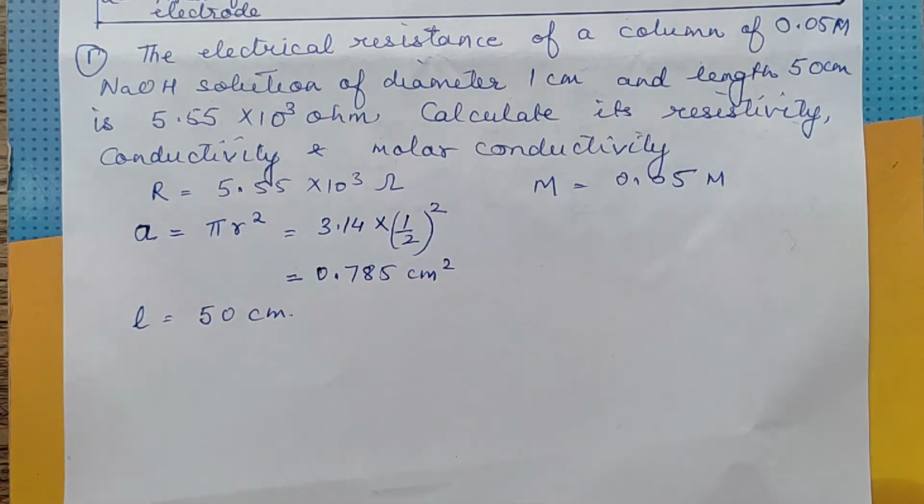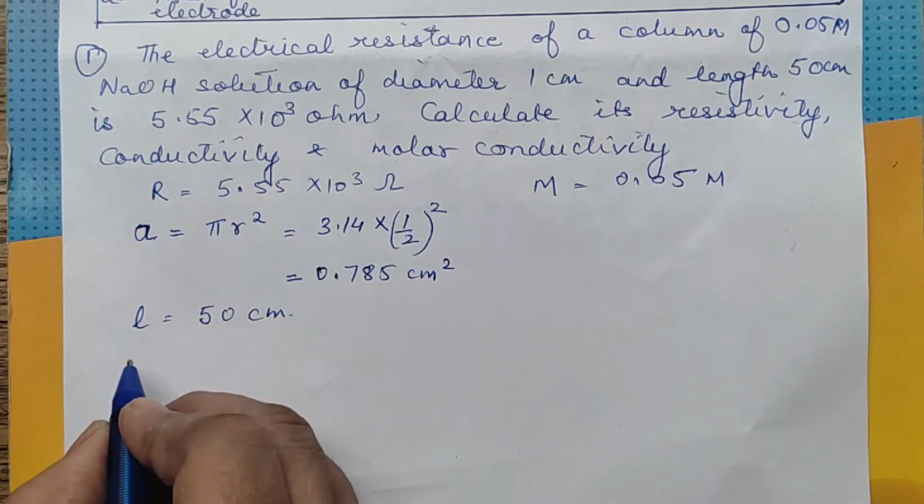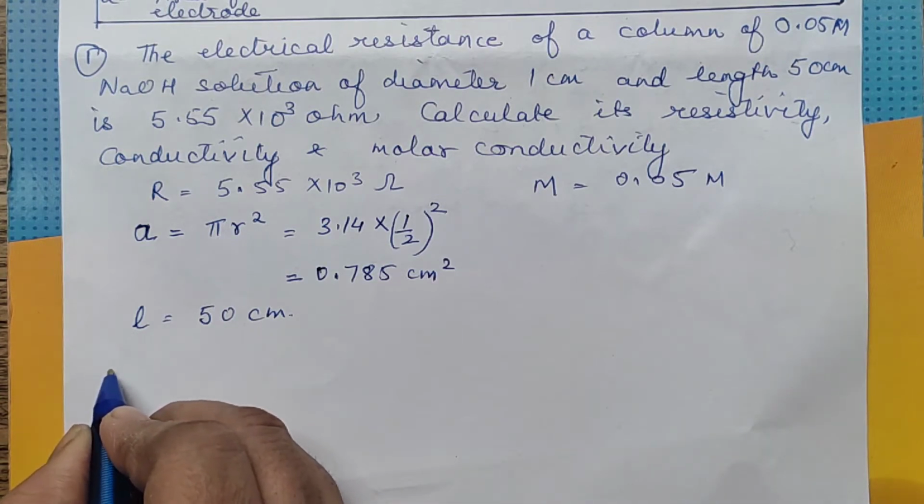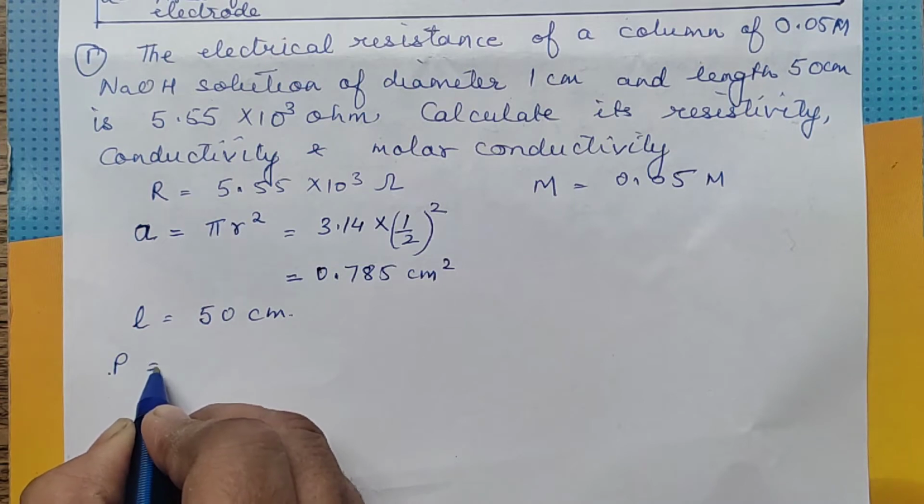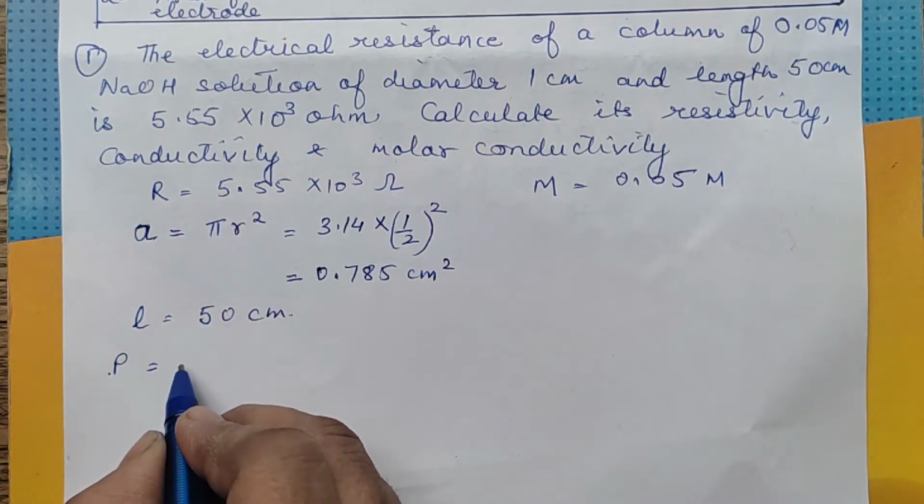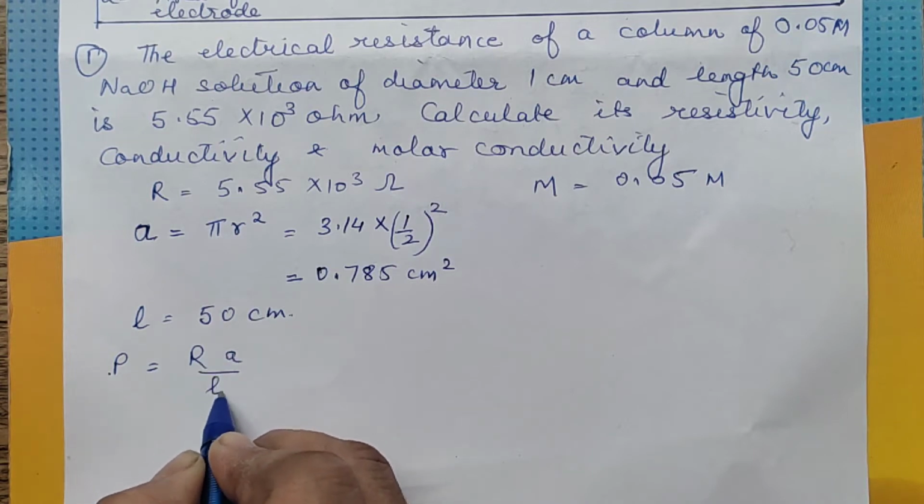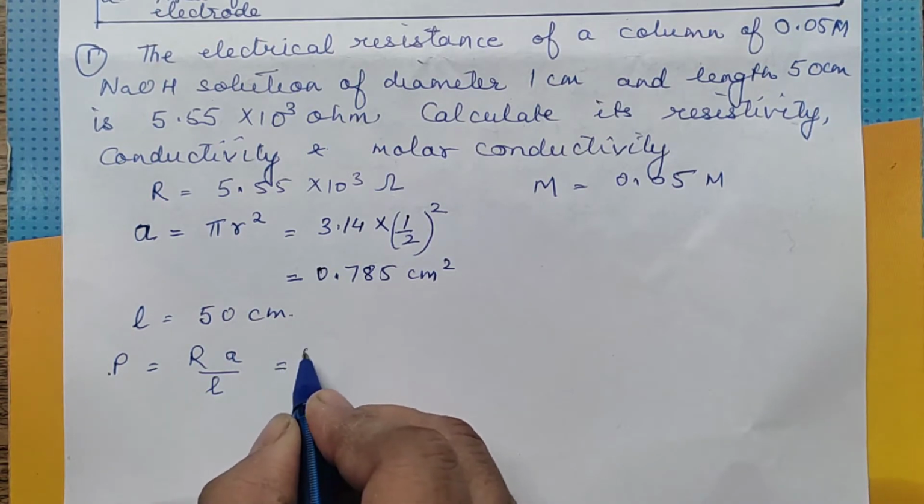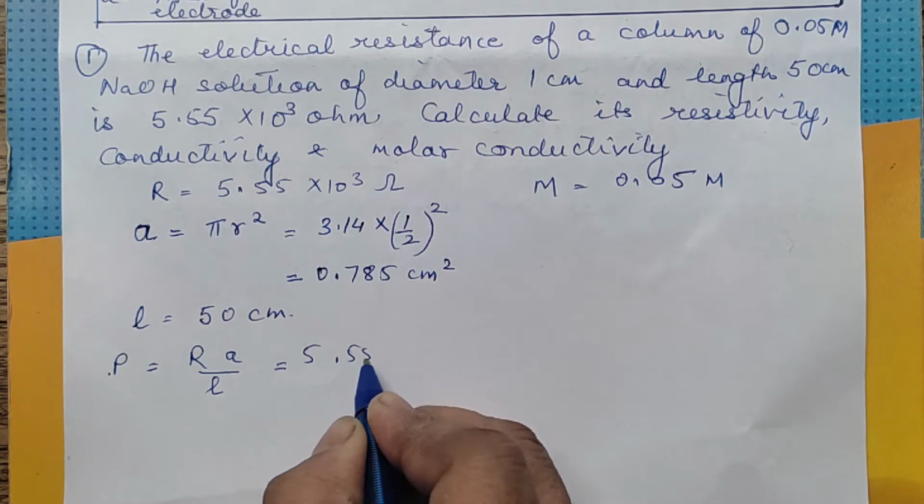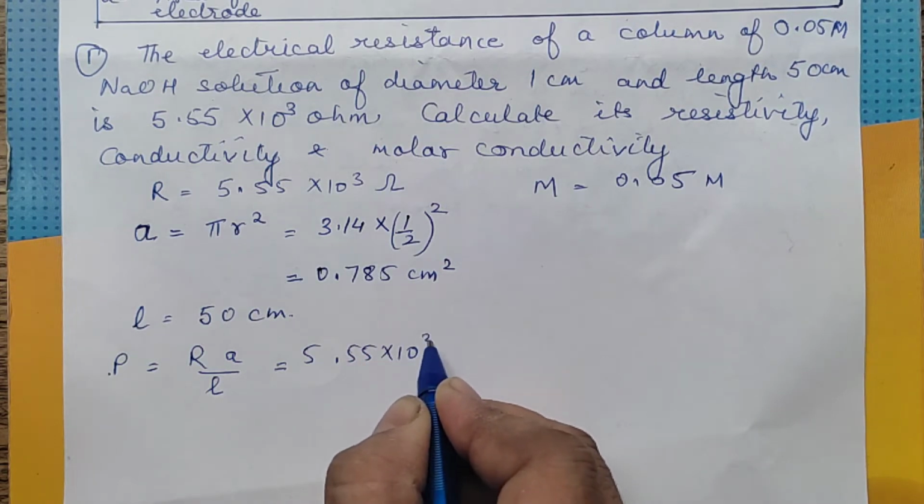You are asked to calculate three different things. One, you are asked to calculate resistivity. Resistivity is rho. We wrote the formula, rho is equal to R A by L. You have everything known here. R is 5.55 into 10 to the power 3.